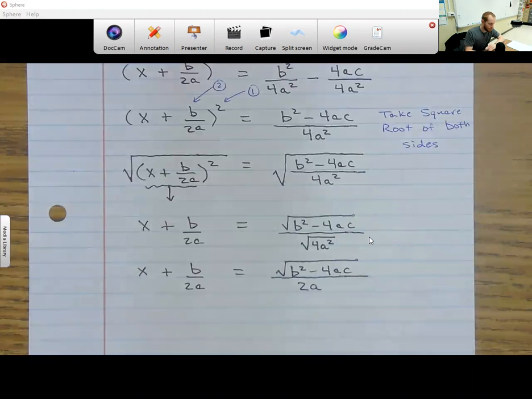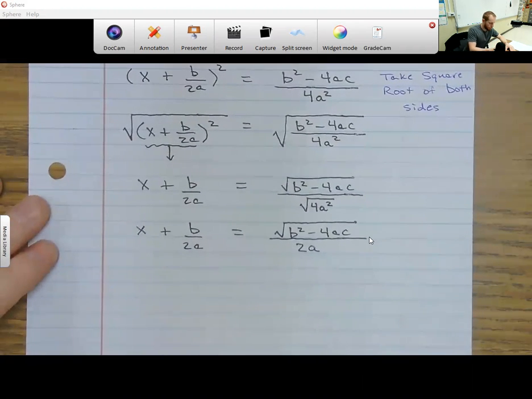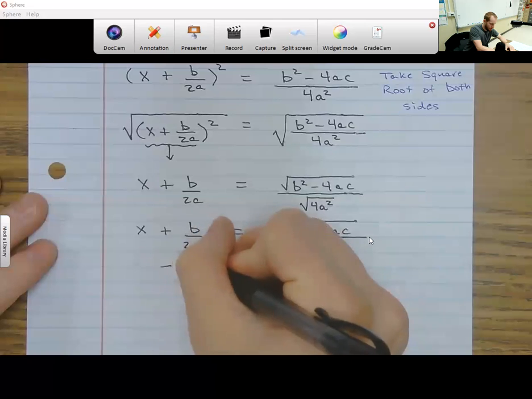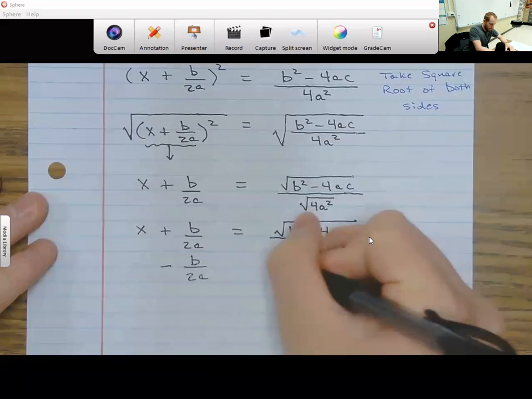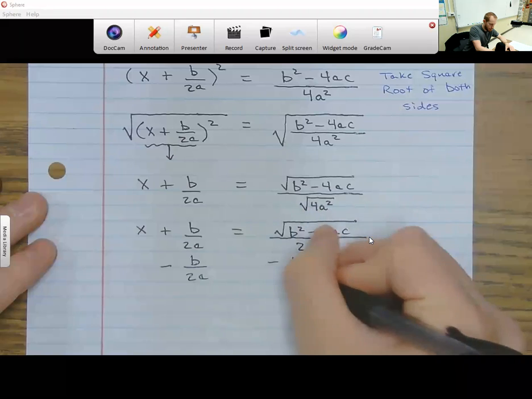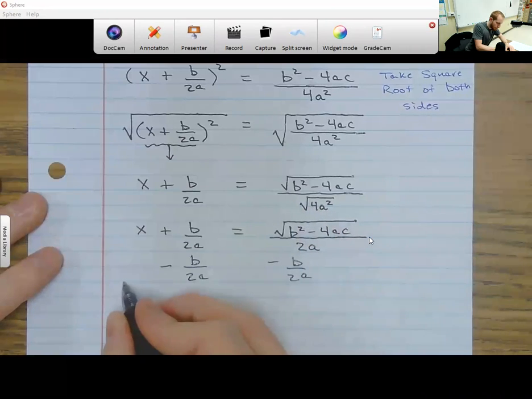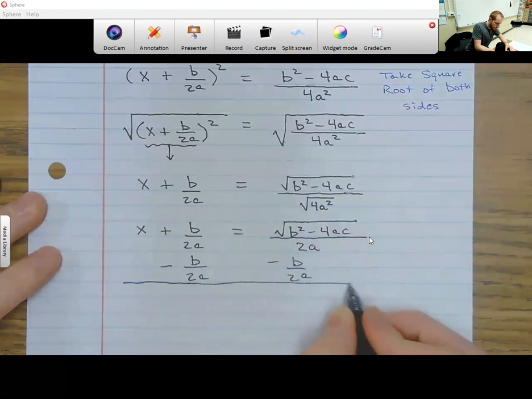Okay, so the last thing I have to do to get x by itself is to do what? I've got to get rid of this plus b over 2a, just like I told you up here. So how am I going to do it? Well, since I'm adding it right here, I have to do the opposite of adding, right? I've got to subtract it from both sides. So I'm going to subtract b over 2a from both sides. So minus b over 2a, minus b over 2a. And when I do that to both sides, what happens?